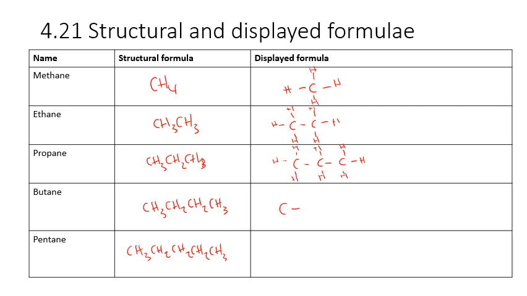For butane, we've got 4 carbons, so 2 CH2 groups in the middle, and we've got 10 hydrogens in total. Okay, and finally pentane, we'll have 5 carbons, CH3 on either end, and CH2 groups in between. And there you have it, the structural and displayed formula for the first 5 alkanes.